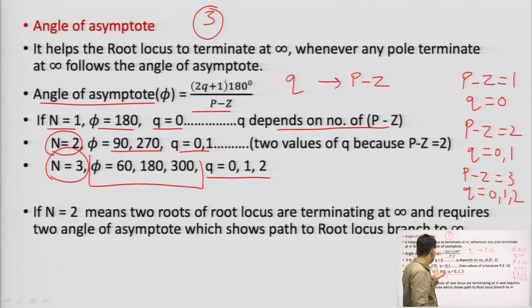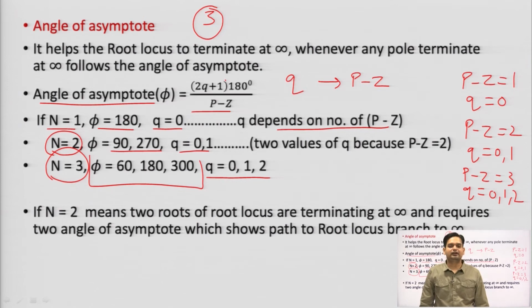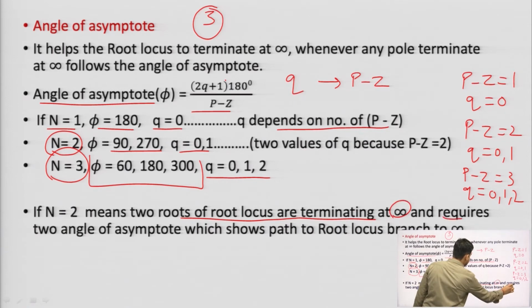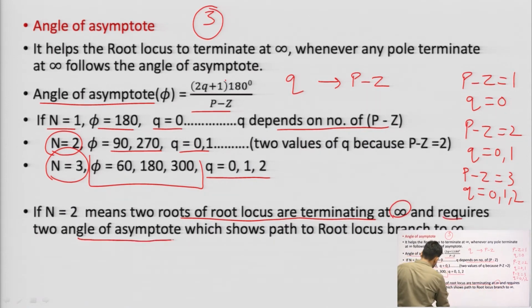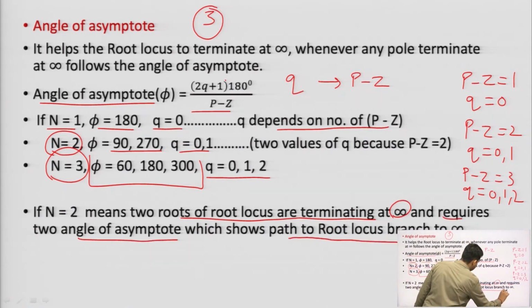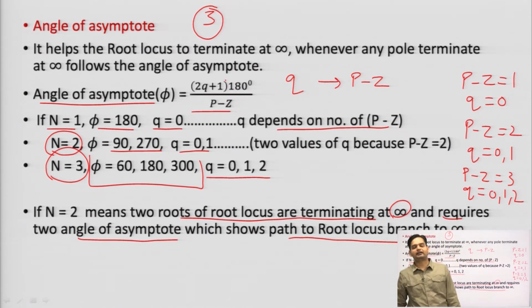If n is 3, then you can write 60, 180 and 300, they are the angles of asymptotes. So, here if n is equal to 2, it means 2 roots of the root locus are terminating at infinity and require 2 angles of asymptote, which show the path for the root locus branch to terminate at infinity.